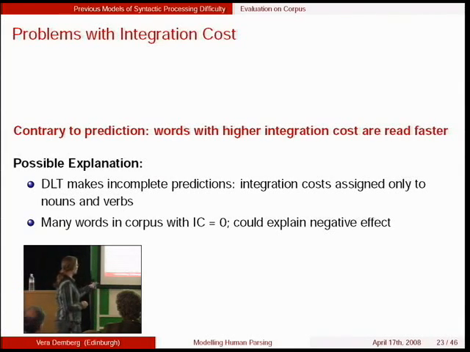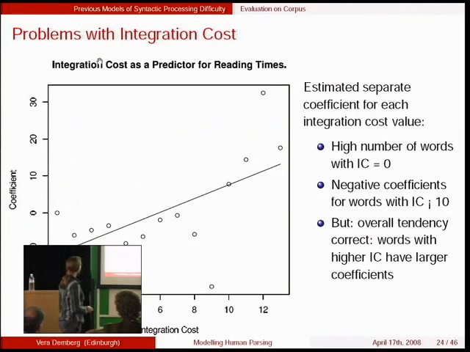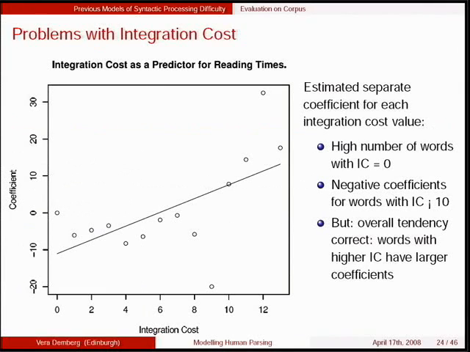So maybe there's a lot of words that we just don't see any integration cost for because the theory doesn't cover predicting anything for those words. And actually, this plot here shows the predicted reading time on the residuals, so all the other factors taken out. Given the integration cost, what would you predict as a reading time? And here, actually, we see a positive slope.